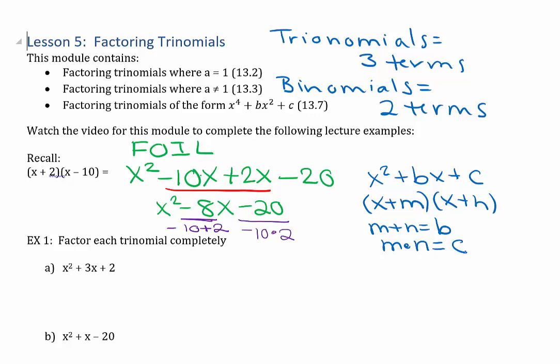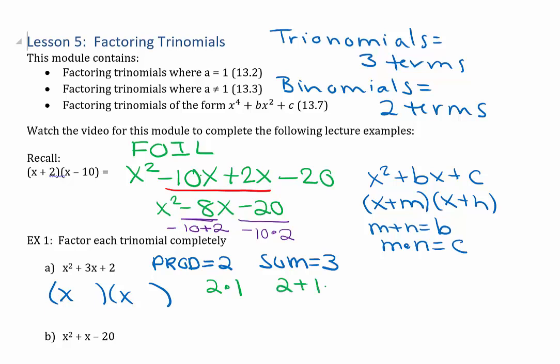Example 1a. I have a trinomial that starts with a 1x squared. And so I need to find two numbers that have a product of 2, the last number, and a sum of the middle number, 3. So I start by thinking of all the ways I can get a product of 2. There's really only one way we can get a product of 2. That would be 2 times 1. Fortunately, 2 plus 1 is 3, so those are the numbers. That means my factors have to be x plus 2, x plus 1.